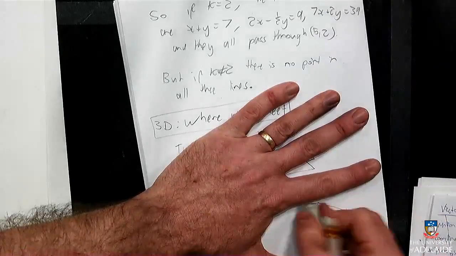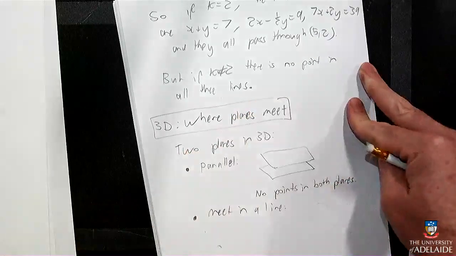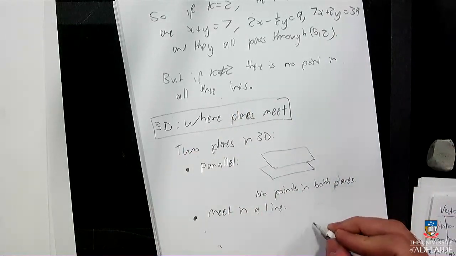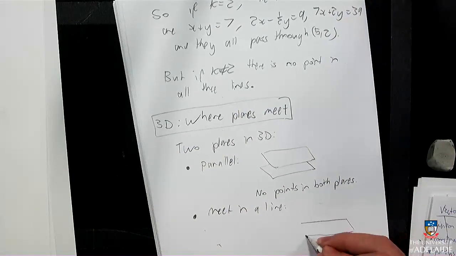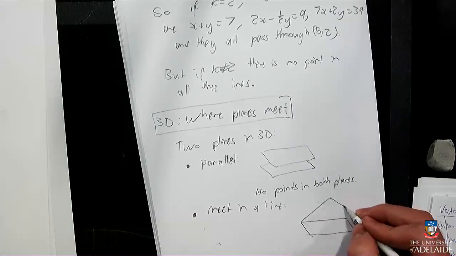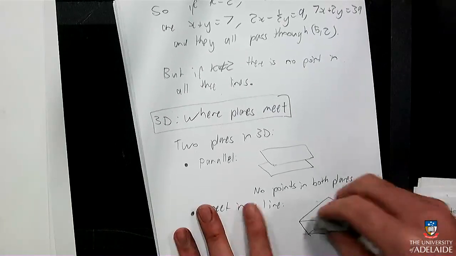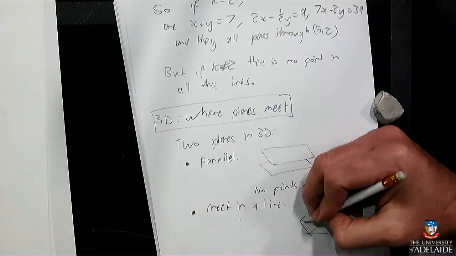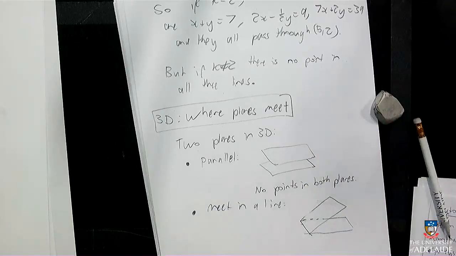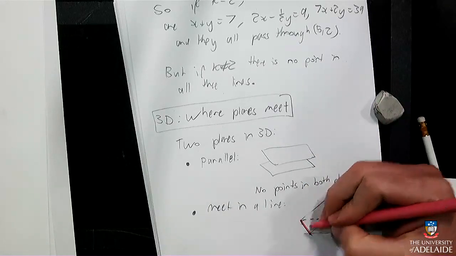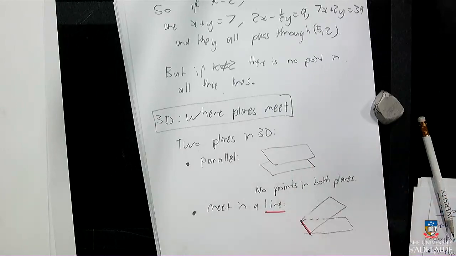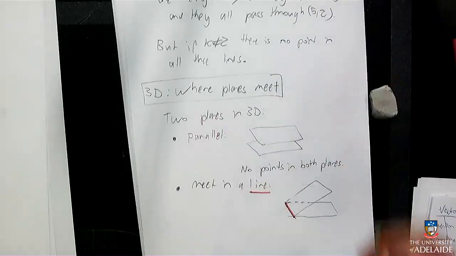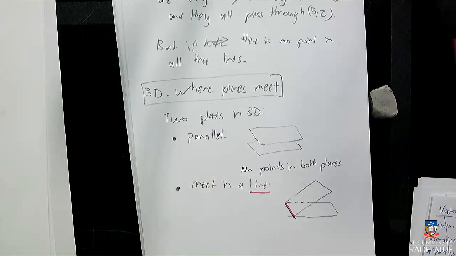Oh, how am I going to draw this so that it doesn't look like crap? I'll draw one of them there and the other one there, like that. And here's the line of intersection. And since there is an entire line of points that they share, and because the planes go on forever, the line goes on forever, that means there's infinitely many points.